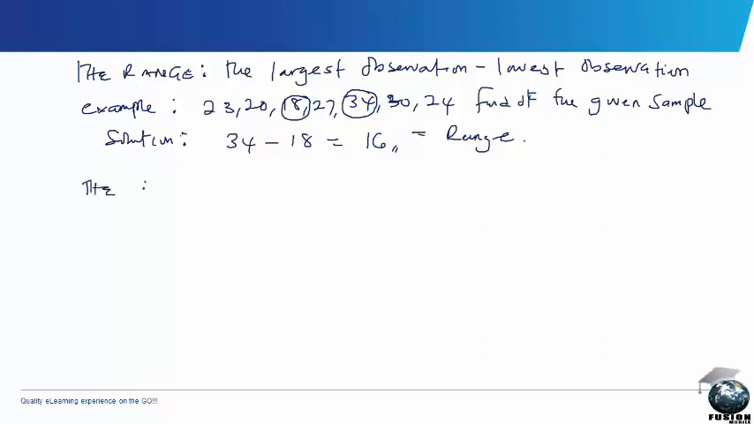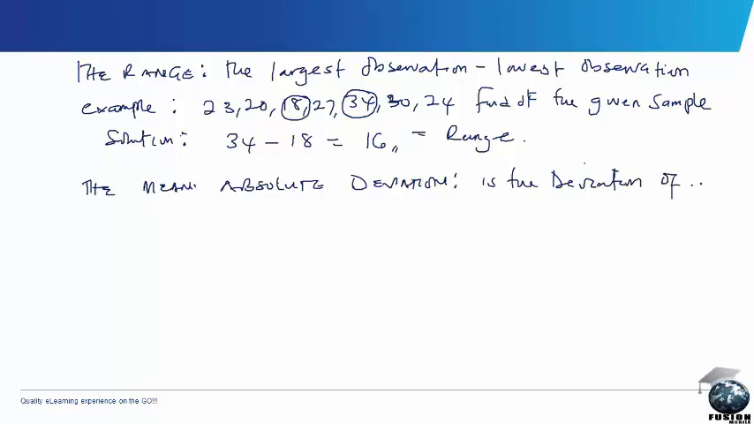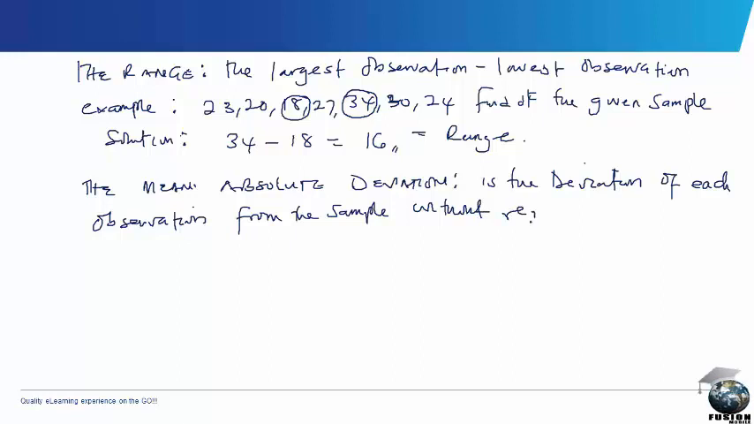The mean deviation, the mean absolute deviation, is the deviation of each observation from the sample mean without regard to the sign.